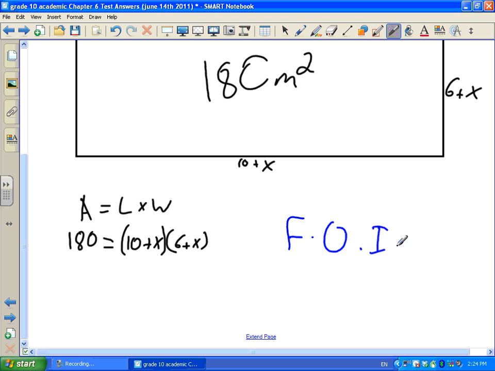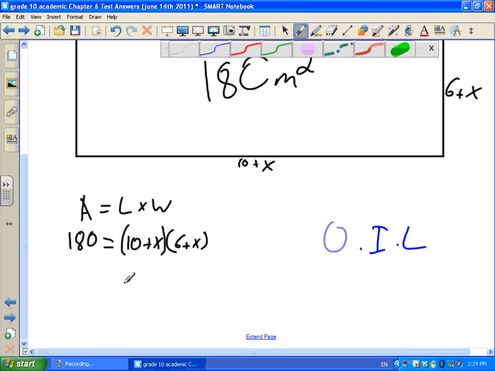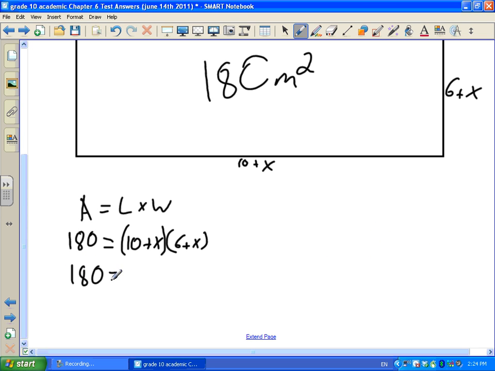Okay? Good. So, I'm going to multiply 10 times 6 first. So 180 is equal to 10 times 6, which is 60. Then we're going to do 10 times x, which is 10x. Then x times 6, which is 6x, and x times x is x squared. So the next line will be 60 plus 10x plus 6x plus x squared.